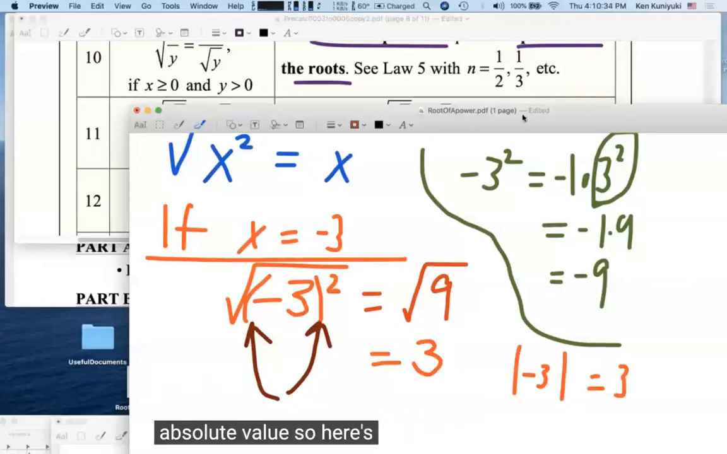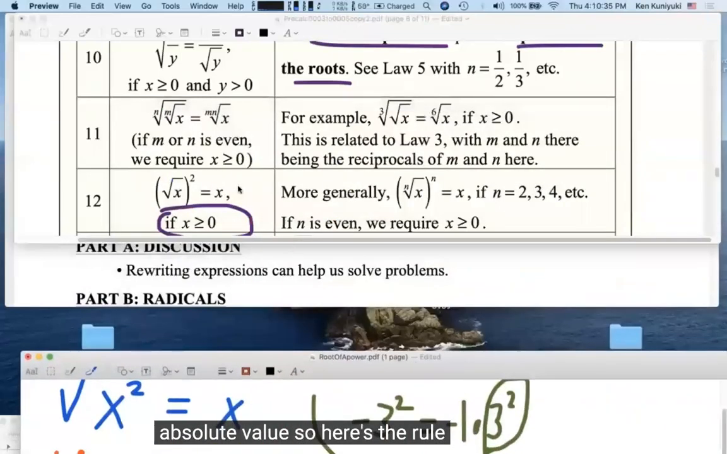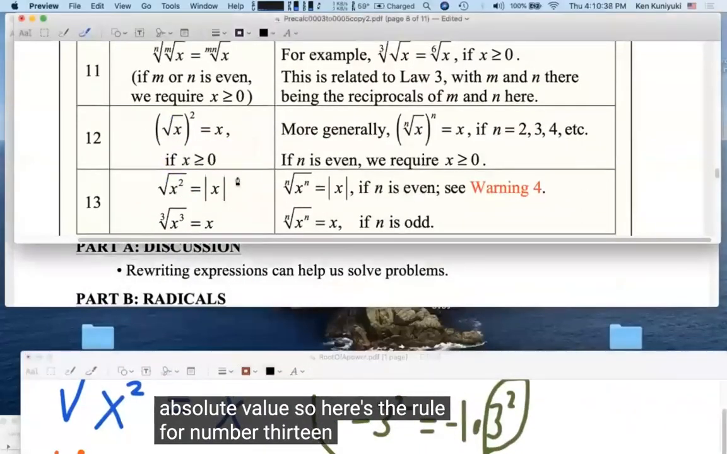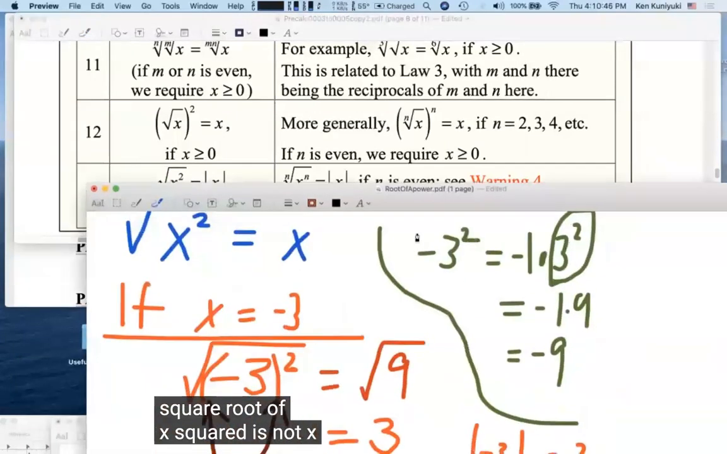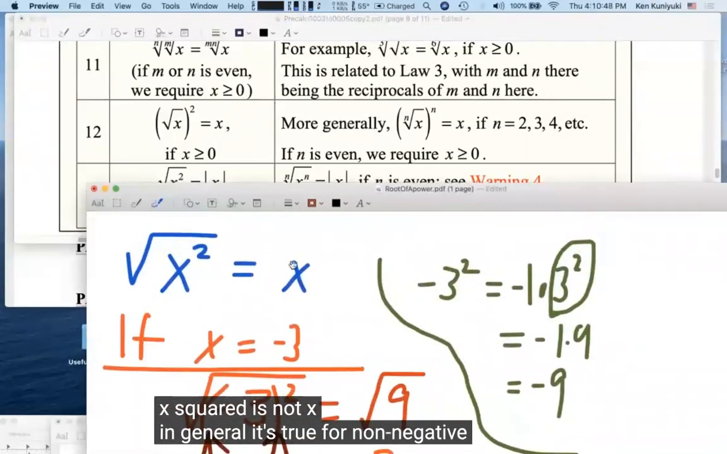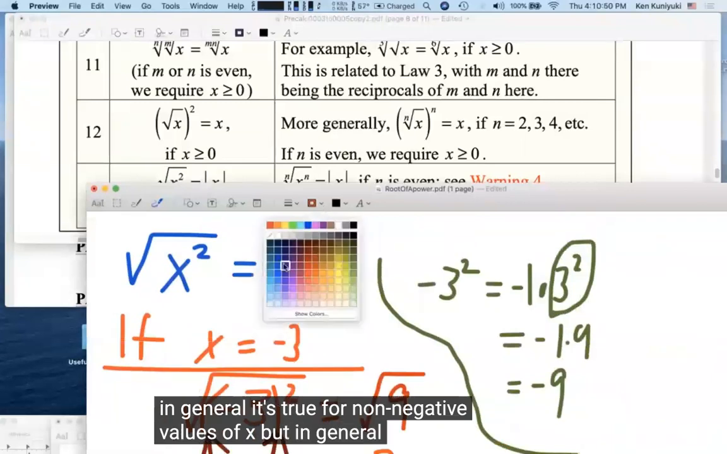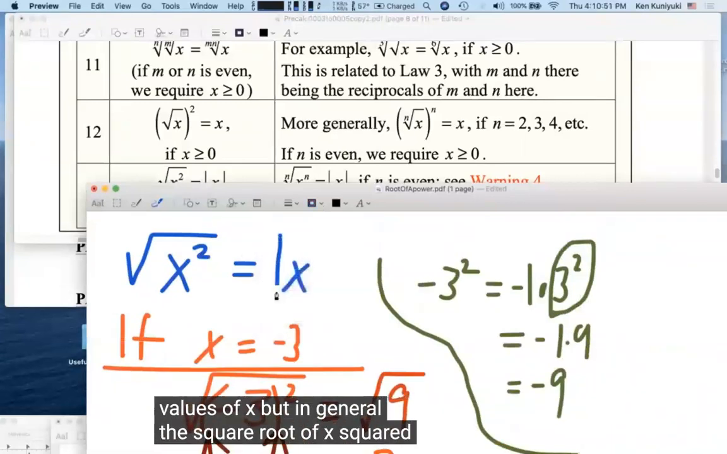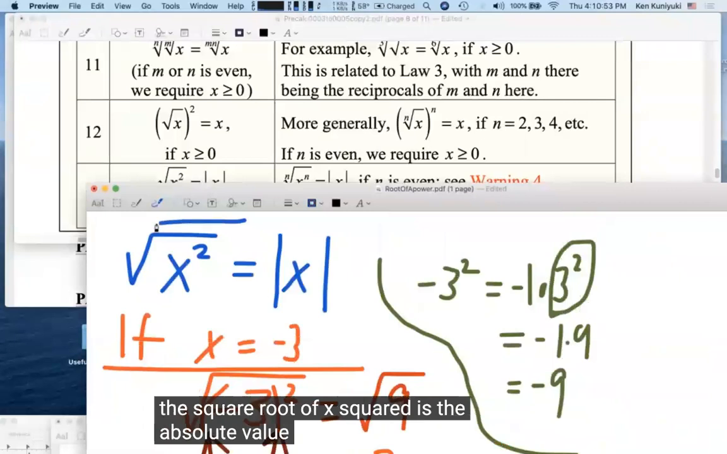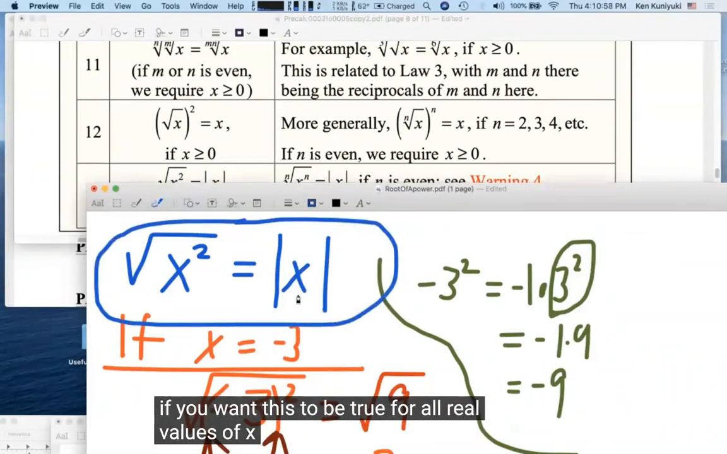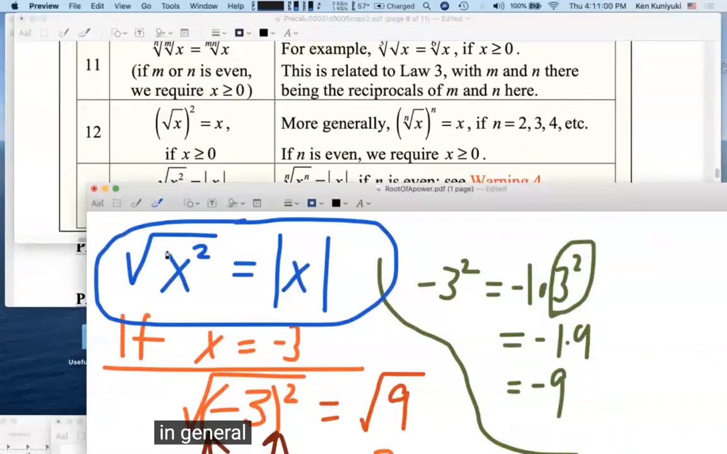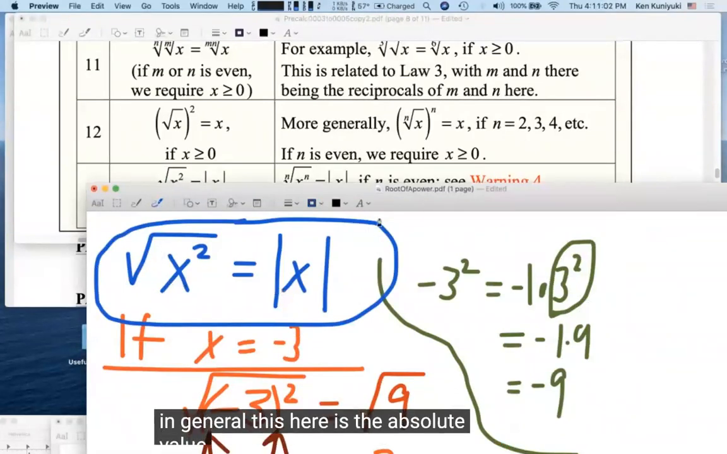absolute value. So here's the rule for number 13. Again, the even roots are harder. Okay, the square root of x squared is not x in general. It's true for non-negative values of x, but in general, the square root of x squared is the absolute value of x. If you want this to be true for all real values of x, in general, this here is the absolute value of x.